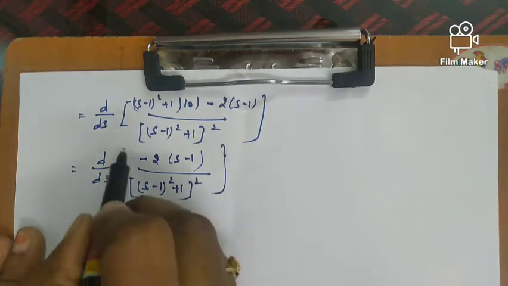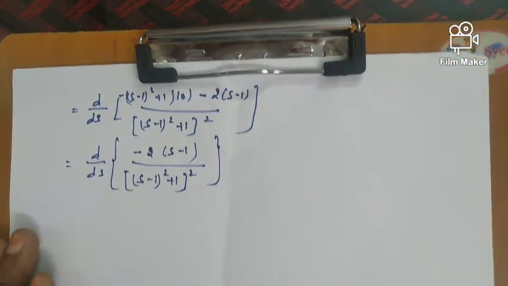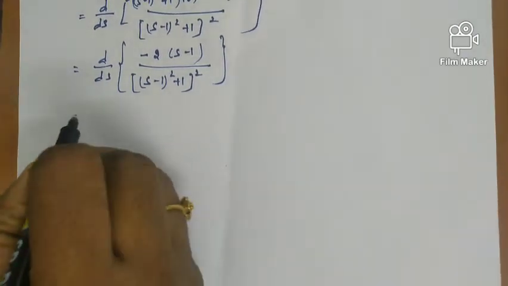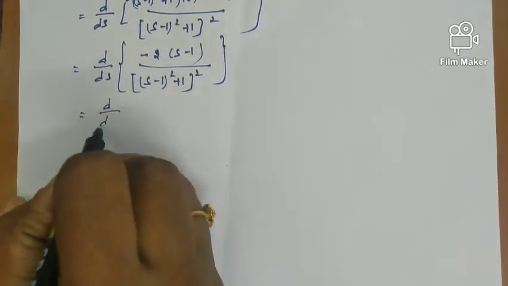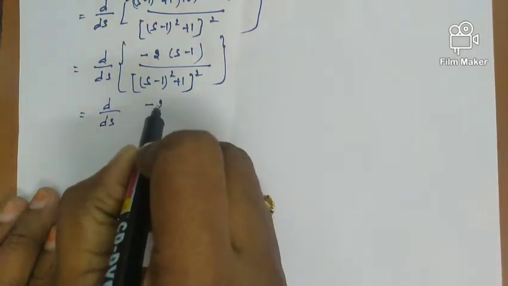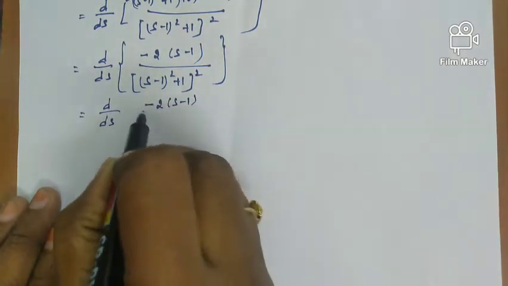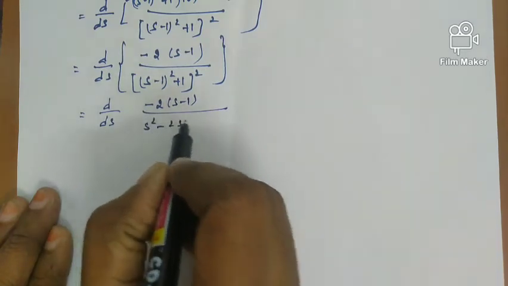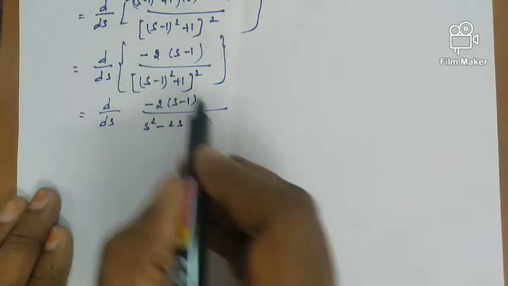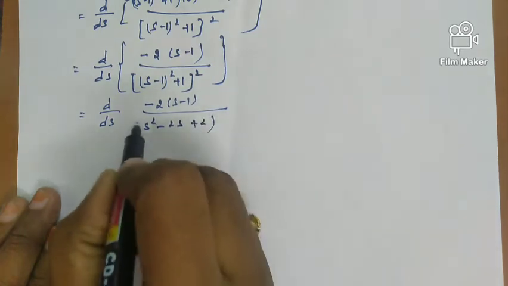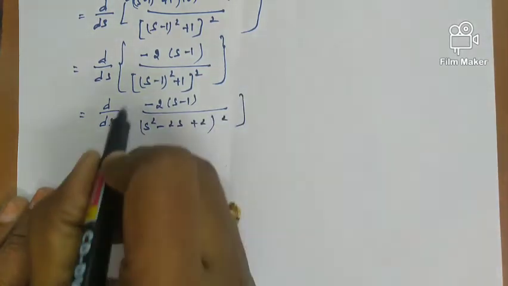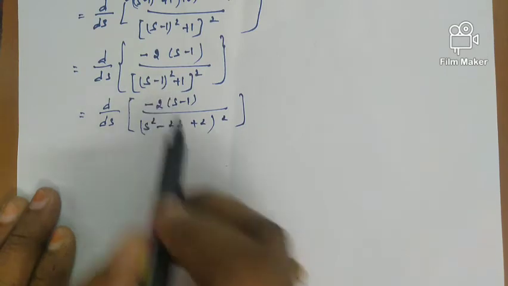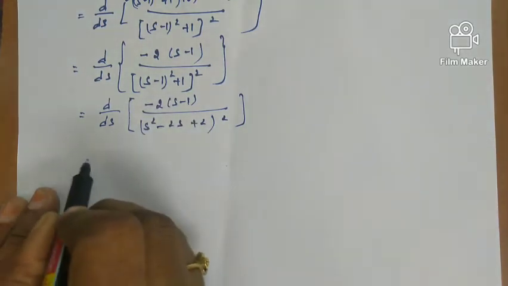So now we are going to differentiate this term again with respect to what? With respect to s. Before differentiating, we can write this as d by ds of minus 2 into (s minus 1) divided by, a minus b the whole square, so s square minus 2s plus 1, again here also 1, so that is equal to 2, the whole square. For writing convenience, before differentiation we are expanding this (s minus 1) the whole square. Now we are going to differentiate this.